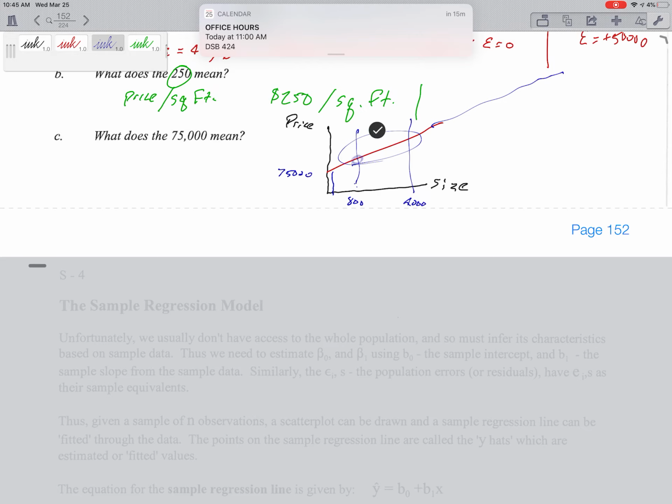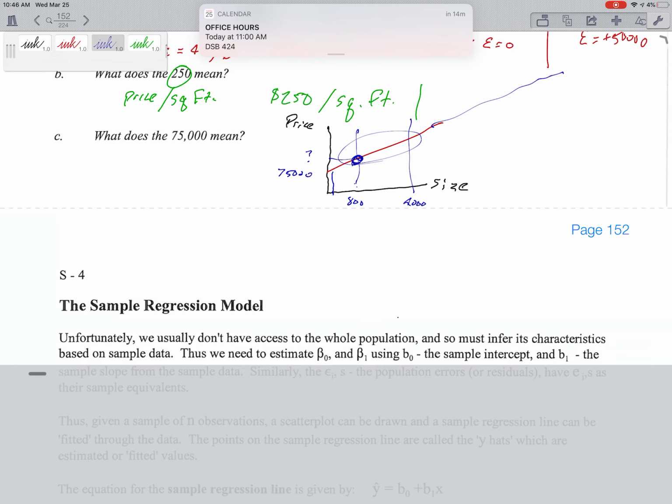What you really want to do is to figure out the smallest practical house size. What is that particular price? And so, you know, it might be something like $150,000 or something like that. I don't know. And then it goes up by $250 per square foot. That's how you interpret that.